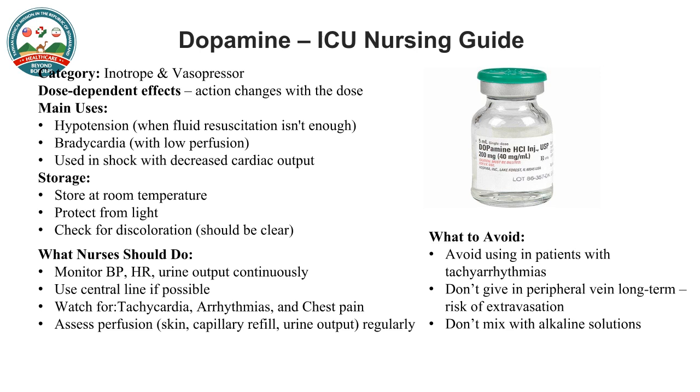Nursing points: monitor BP, HR, and urine output continuously. Prefer a central line for infusion. Watch for tachycardia, arrhythmias, chest pain. Regularly assess perfusion, skin, capillary refill, urine output. Avoid use in patients with tachyarrhythmias. Avoid long-term use in peripheral veins. Risk of extravasation, and avoid mixing with alkaline solutions.